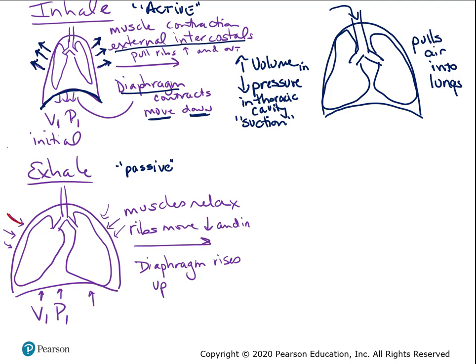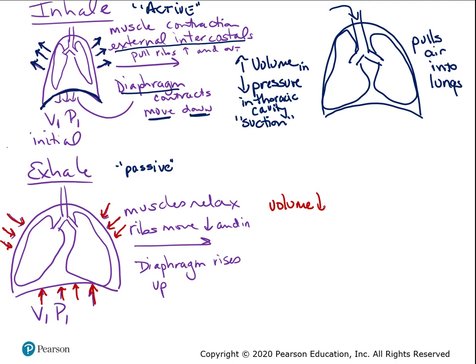So when the intercostals relax, the ribs begin to drop back in. When the diaphragm relaxes, then the muscle begins to go higher, becoming more of a curve, going back up. And so now, what does that do to the volume inside of the thoracic cavity? Go low. So now, my volume's going to go down.